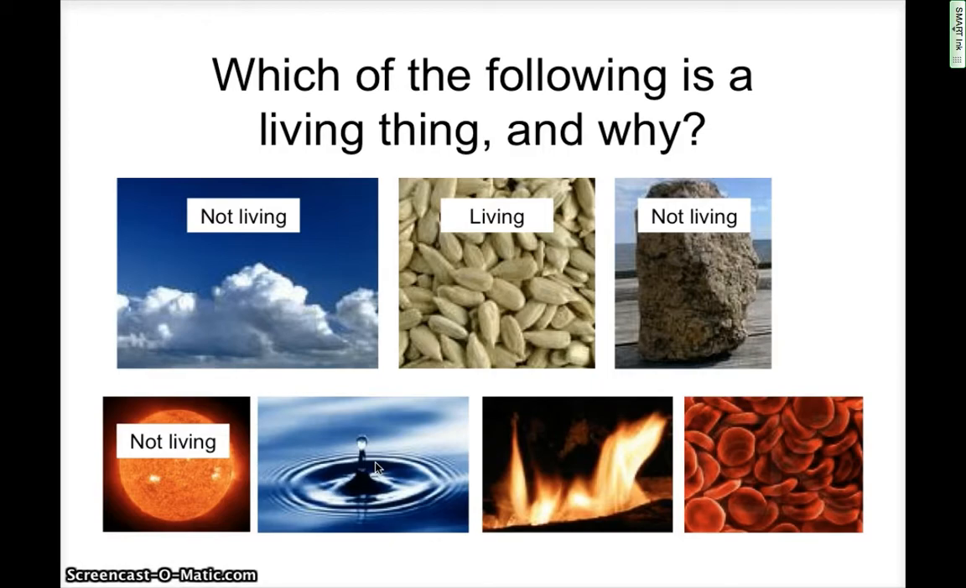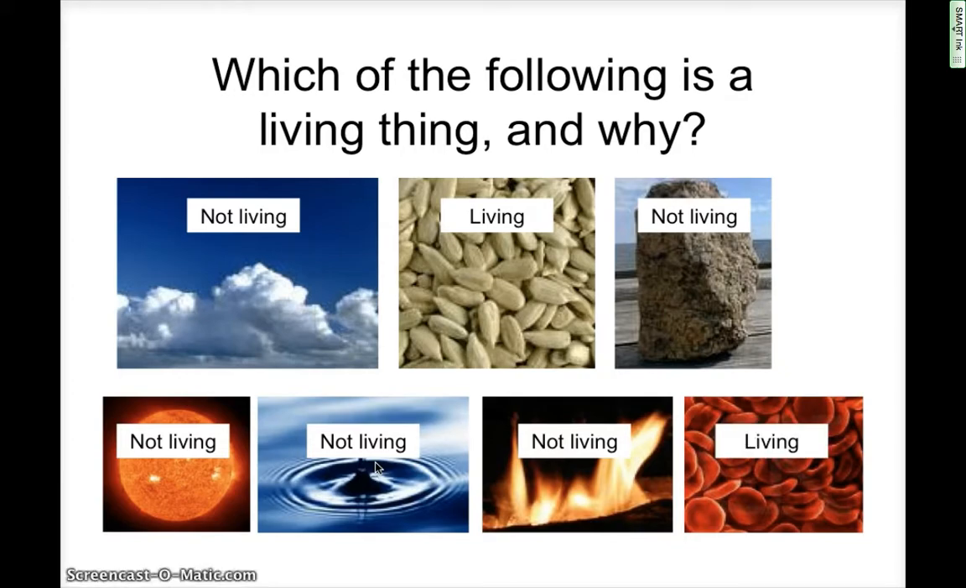How about water? Water is also a tricky one because of the movement and the fact that all living things do rely on water, but it's not living. Fire, same thing, not living. And the final picture is red blood cells, which hopefully you remember are living things. They make up human beings as well as many other organisms.